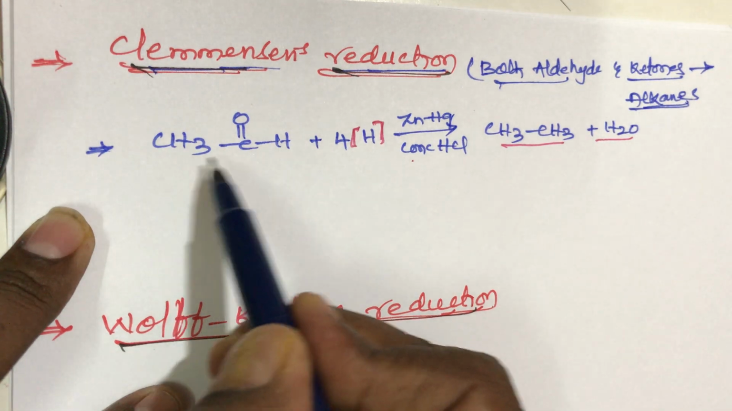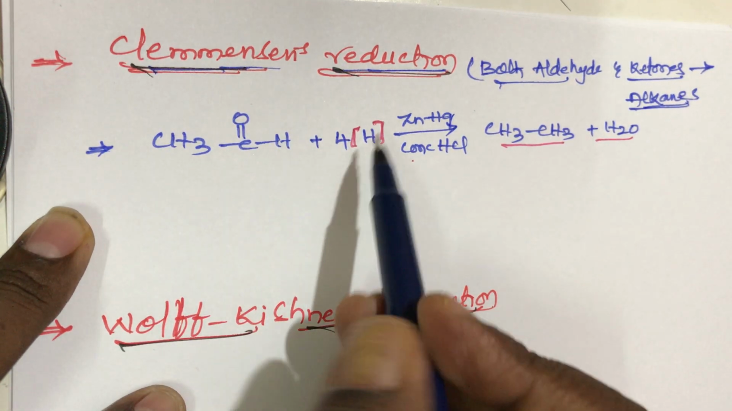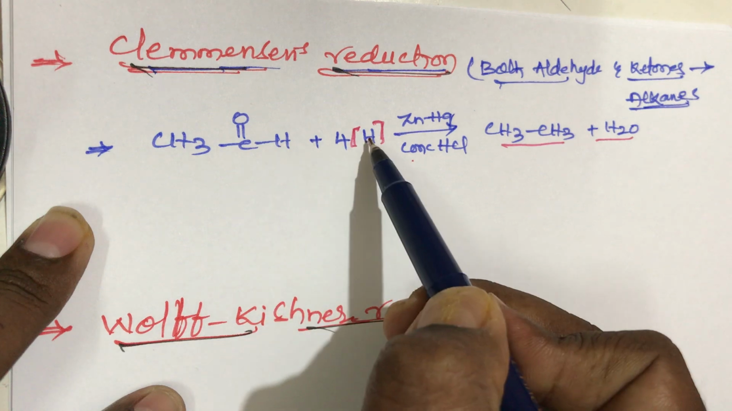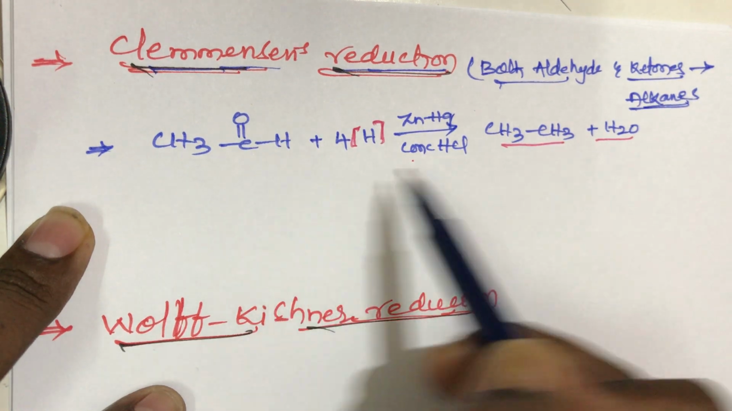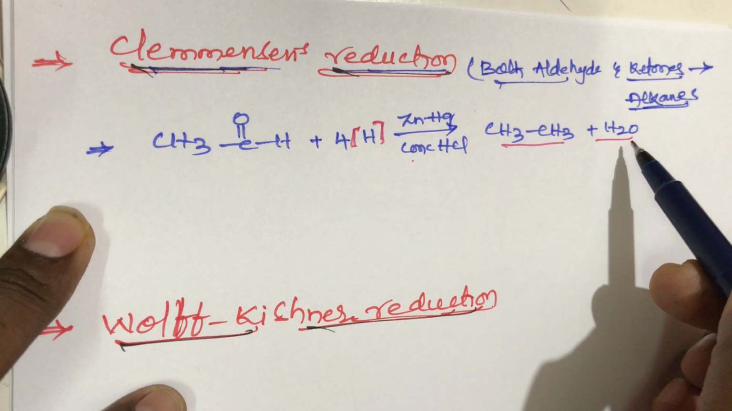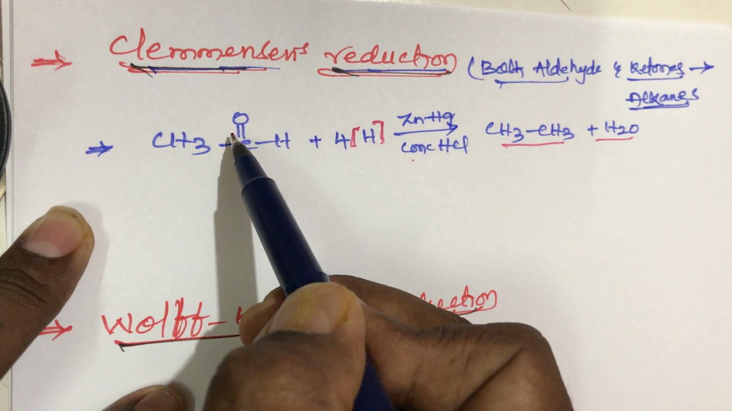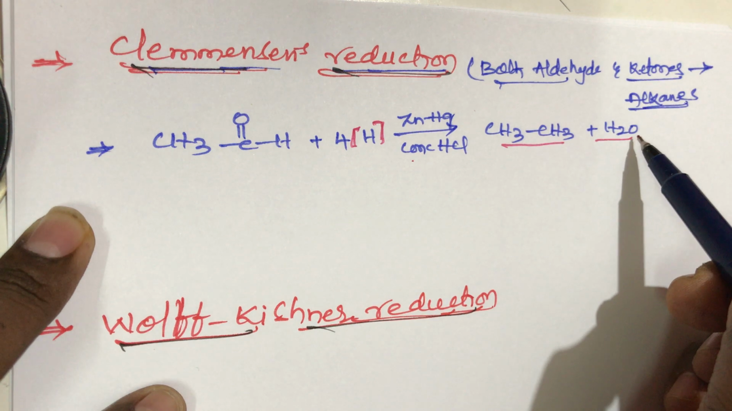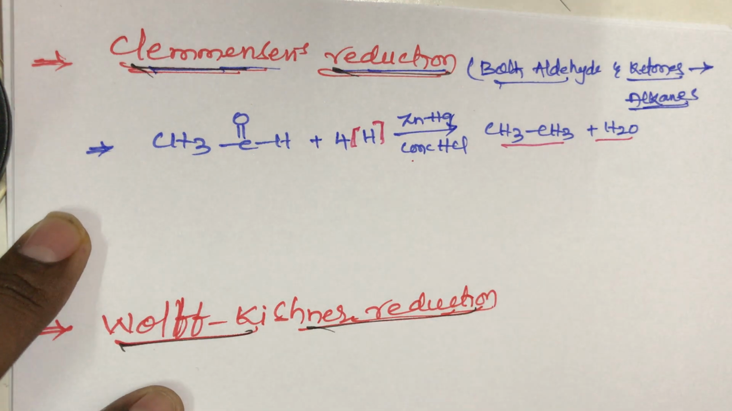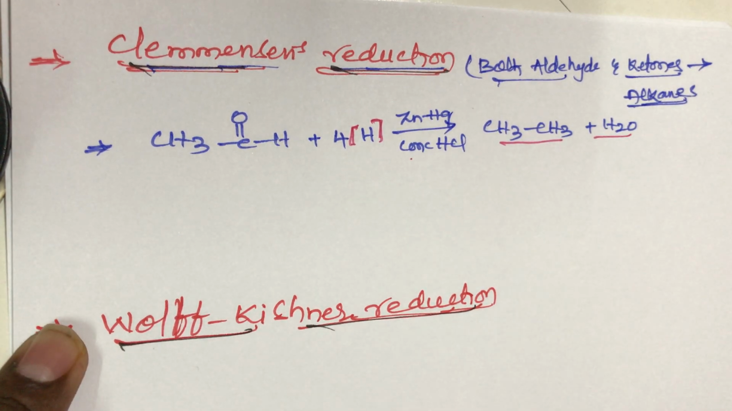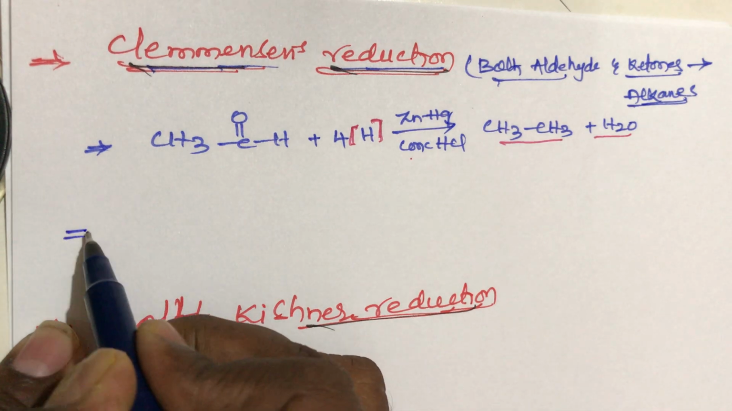On the left hand side, the total number of hydrogens is 8: 3 plus 1 is 4, 4 plus 4 is 8. The product side also has 8 hydrogens: 3 plus 3 is 6, plus 2 is 8. On the left hand side there is 1 oxygen, and the right hand side also has 1 oxygen. So everything is balanced, students. From Clemmensen reduction, aldehydes are converted into alkanes, and ketones are also converted into alkanes.